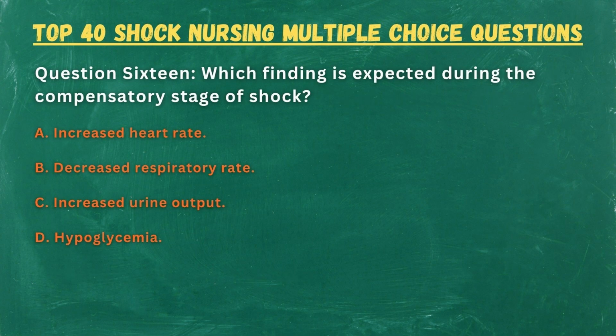Question 16. Which finding is expected during the compensatory stage of shock? A. Increased heart rate. B. Decreased respiratory rate. C. Increased urine output. D. Hypoglycemia. Answer: A. Increased heart rate.